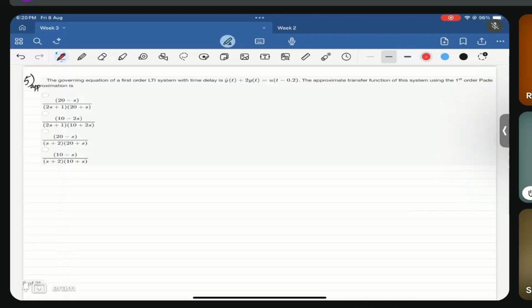So for this first order differential equation, you have to find out the approximate transfer function. So we have a delay in the input. If there is this type of delay, what will be the approximate transfer function for such differential equations or such systems?